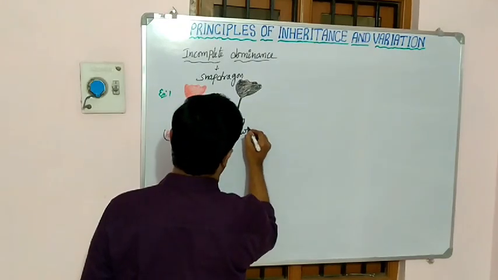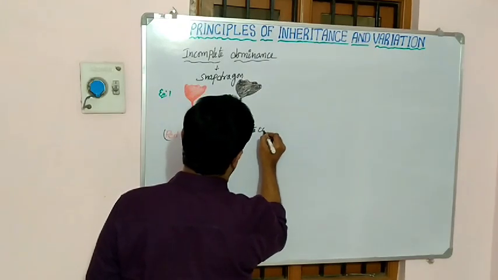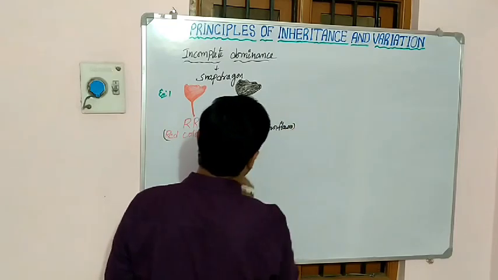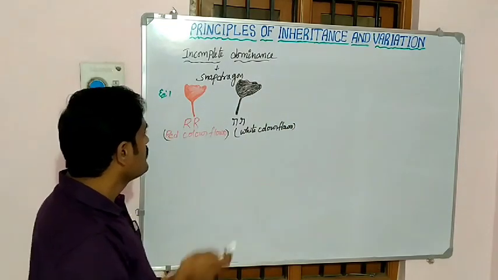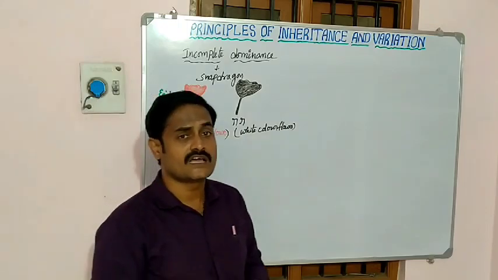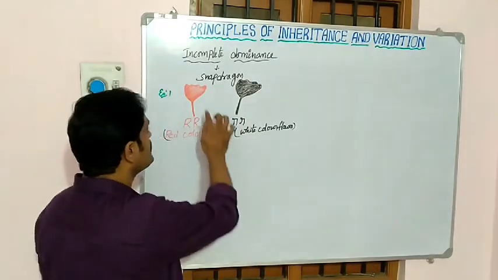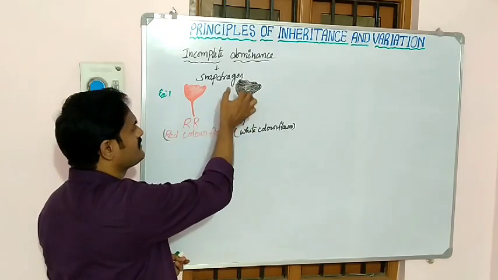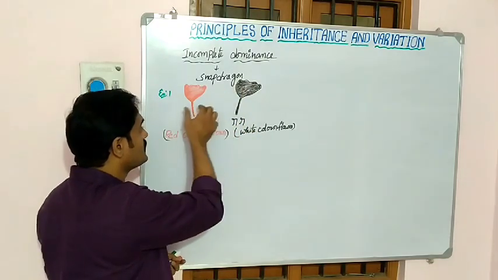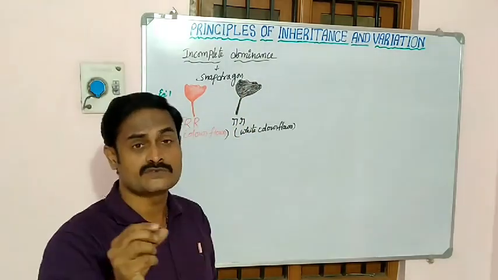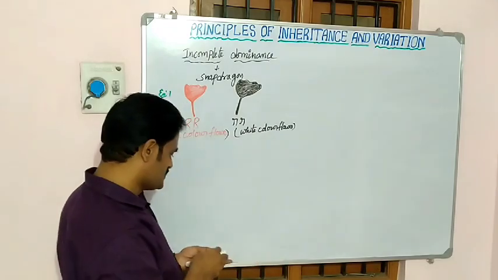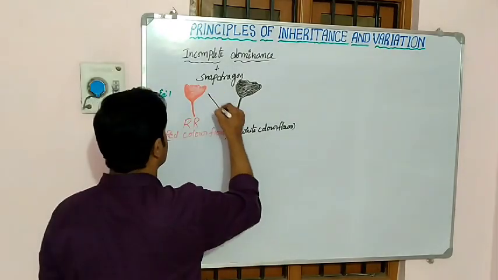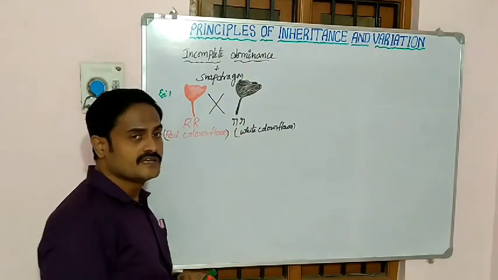This is white color flower. Remember? So the Mendel crossing between these two plants, white color producing flower plants and also red color producing flowering plants. So Mendel conducted the crossing between these two plants.